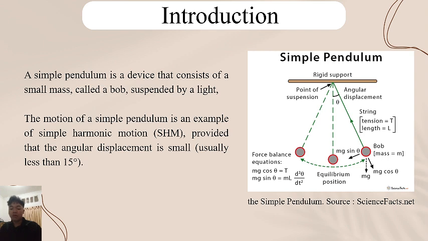The motion of a simple pendulum is an example of simple harmonic motion, provided that the angular displacement is small. The time taken to complete one full oscillation is called the period, which depends on the length of the pendulum and the acceleration due to gravity, but is independent of the mass of the bob and the amplitude of oscillation for small angles.